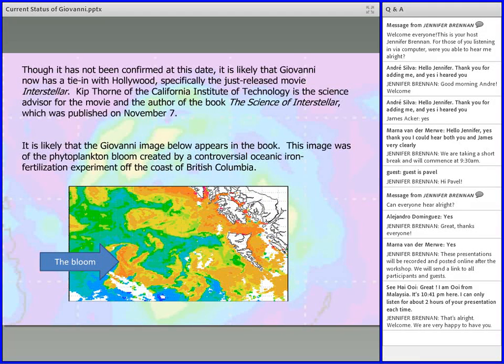Okay, and this is my slight surprise. A few months ago, I was approached about using a data image in the book written by Kip Thorne of the California Institute of Technology, who was the science advisor, and he's also the inspiration for one of the characters in the just-released movie Interstellar. It came out last weekend. Kip wrote a book called The Science of Interstellar, and I knew it was coming out November 7th, and after I left work on Friday, I went to see if it was there, and it was. I can confirm that the image you're looking at right here, which was a controversial iron fertilization experiment, was presented as a way to augment salmon populations, but was probably actually conducted to see if someone could come up with a way to sell carbon credits.